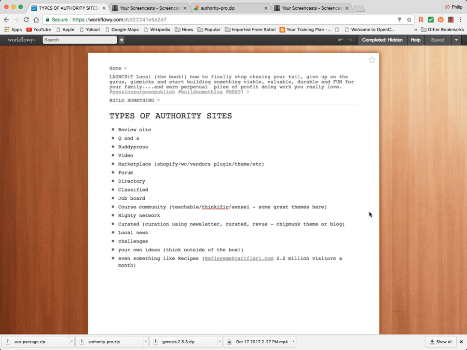So, most folks in my community are looking to build a directory or a marketplace, which I mean, those are great options. Obviously, I recommend them, I do them myself, but there are alternatives. So, you don't need to just be stuck in thinking the only way to build something that is authoritative or interesting even is a directory.